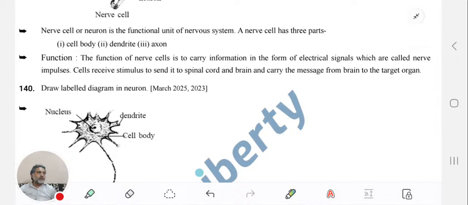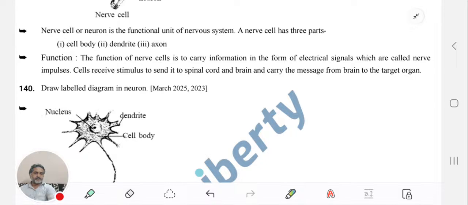Cell body, dendrite and axon. Function: the function of a nerve cell is to carry information in the form of electrical signals, which are called nerve impulses. The cell receives a stimulus and sends it to the spinal cord and brain, and carries the message from the brain to the target organ. 140.